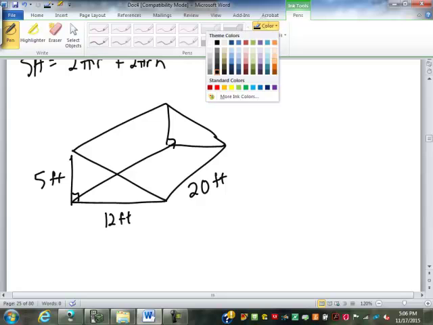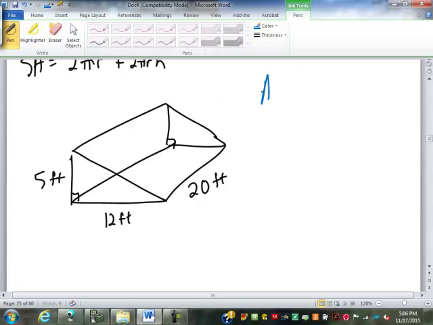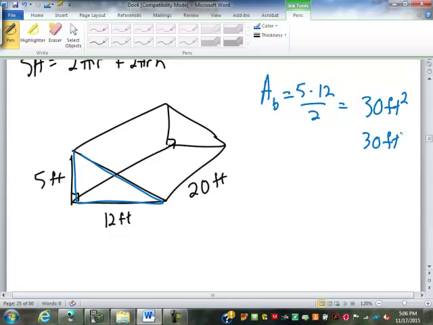But to find the surface area of this, I have to have the area of the base. What is my base? The triangle that is 5 by 12. So 5 times 12 over 2 is going to give me 30 feet squared. And of course, there's one on the other end.